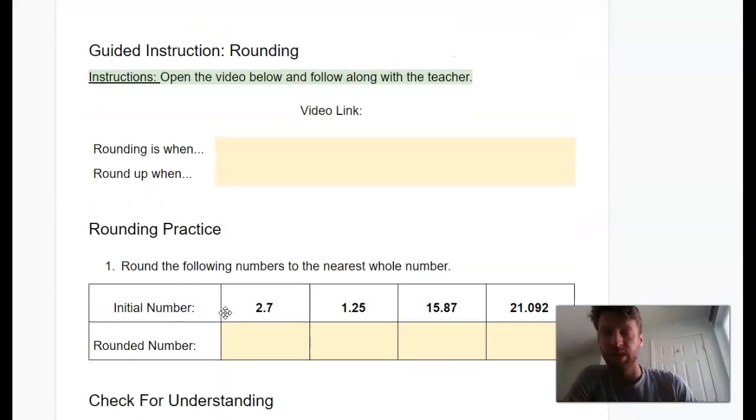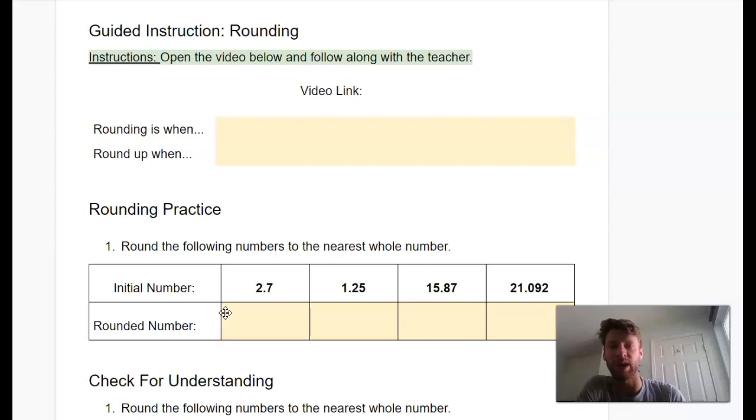So let's dive in. To start, we're going to do some quick instruction on rounding and some rounding practice. So I'm going to go through some notes. I want you to summarize what you hear into your own words into these 2 steps here. And then we're going to get through the practice together.